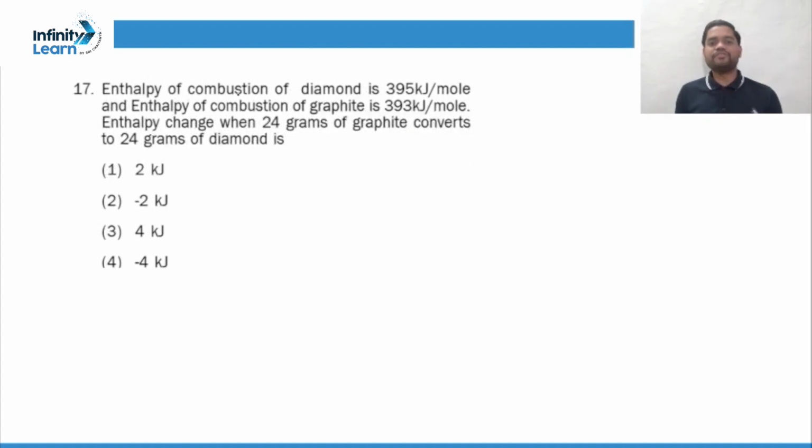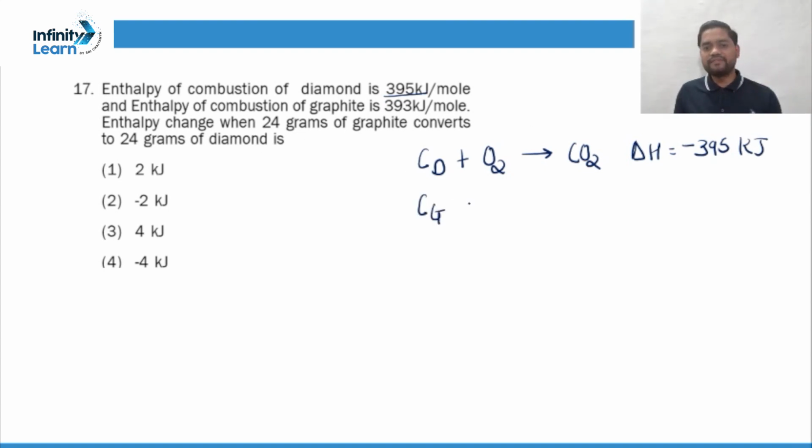17. Enthalpy of combustion of diamond is this. Carbon as a diamond, if it undergoes combustion, will give you CO2, and delta H is equal to minus 395 kilojoule. And the enthalpy of graphite, carbon as graphite plus oxygen, gives you again CO2, and delta H is minus 393 kilojoule per mole.